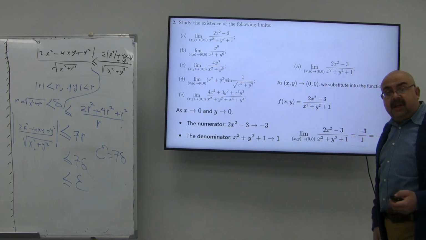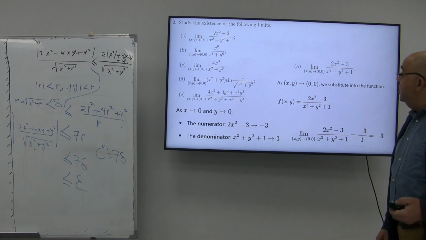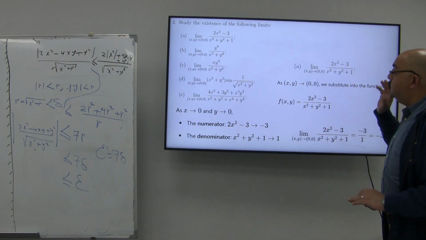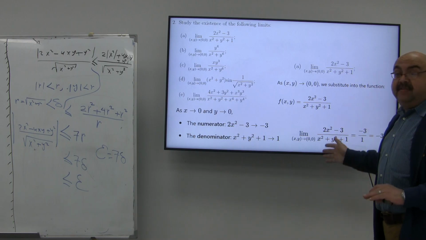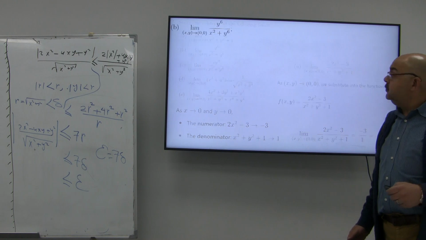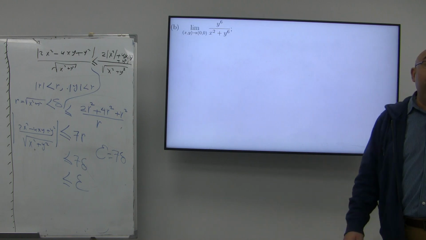So the limit exists and it's equal to negative 3. I didn't have to go through various paths or anything. This function is continuous at the origin, and the limit exists and it's equal to negative 3. Okay, let's do problem number B.